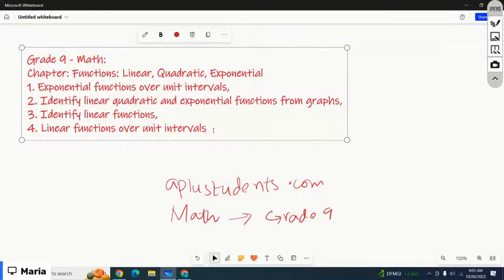what are the linear, quadratic, and exponential functions. You can note down the definitions. I'm going to write the definitions on the board, so please note them down in your notebook. The first one is linear functions.